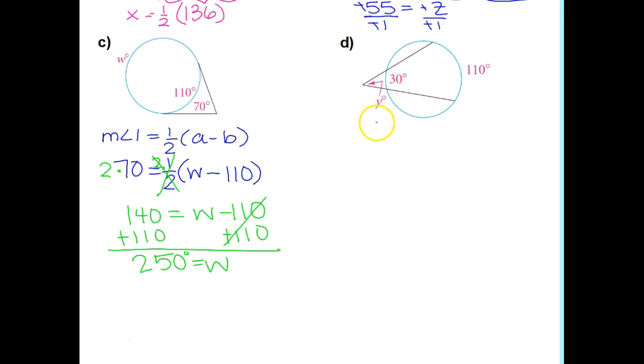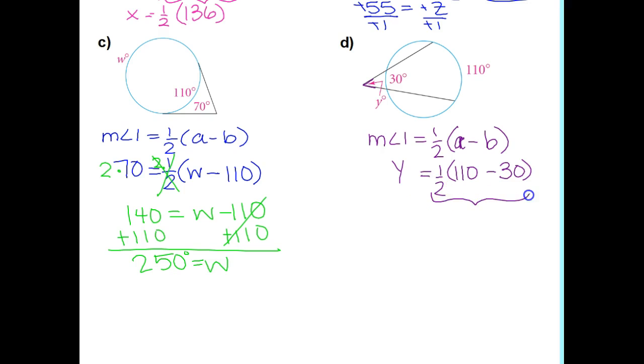Last one. Again, outside secant, so we're still going to use that measure of angle 1 is equal to 1/2 a minus b, sorry. Again, start with the outside one, work your way towards the angle. 110 is the outside arc, it's going to go in for A. 30 is the inside arc, it's going to go for B. And Y is the angle that we're trying to figure out, so that's going to go over here.